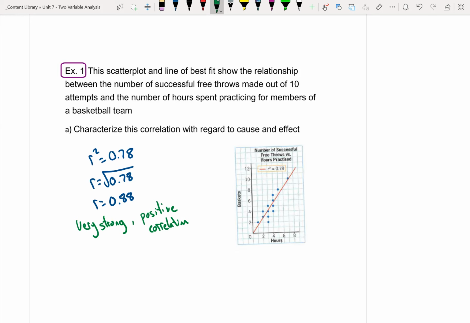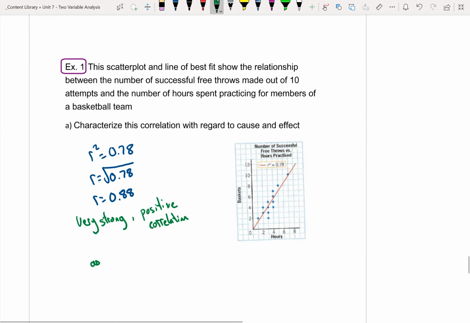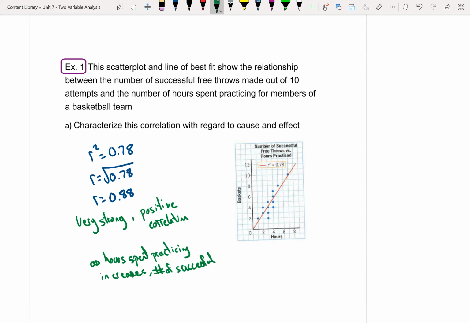And if we were to look at this, we could then say, as hours spent practicing increases, number of successful free throws also increases. So that's looking at the correlation and in terms of cause and effect as well.